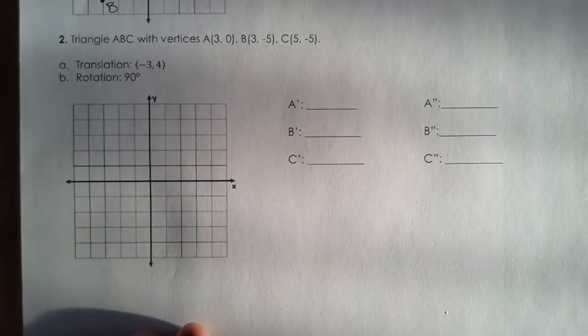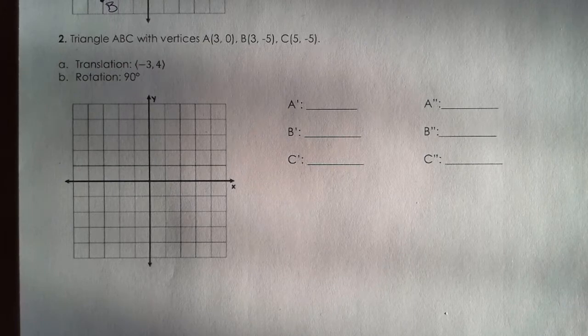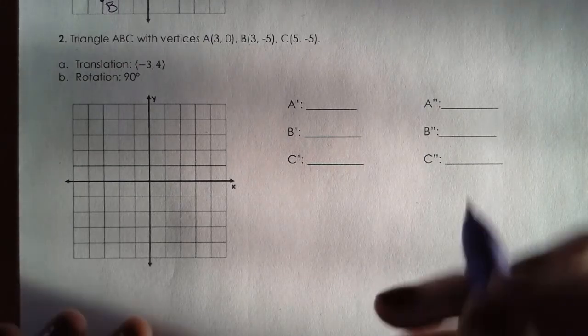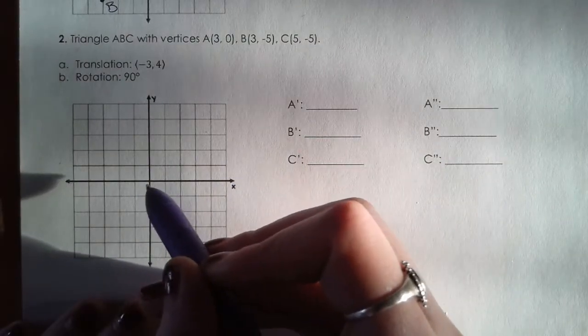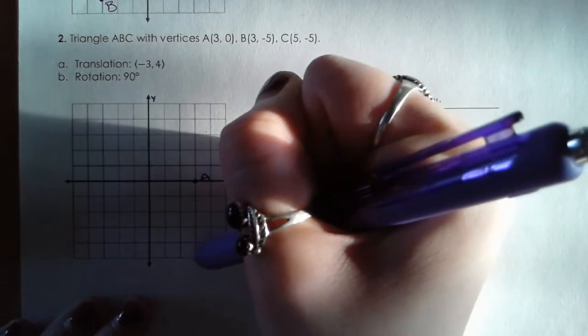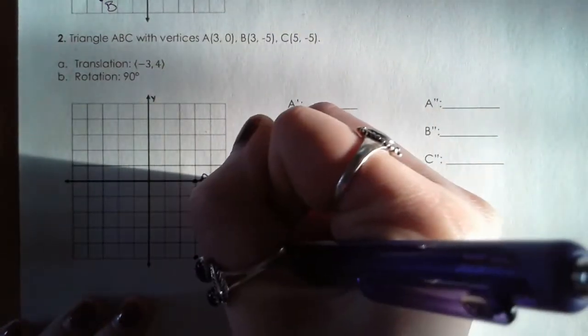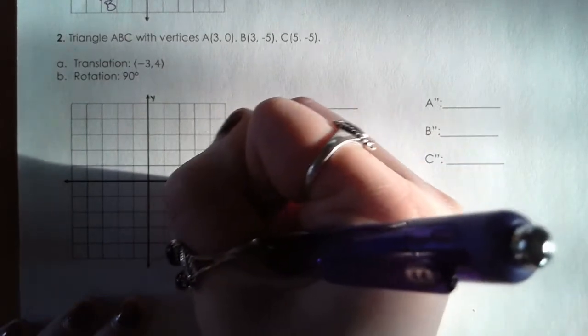Okay, let's do one more. We have triangle ABC with vertices A, 3, 0, B, 3, -5, and C, 5, -5. So I'm going to go ahead and plot this triangle first. So we have 3, 0. This is A. B is at 3, -5. That's my B, and my C is right here.